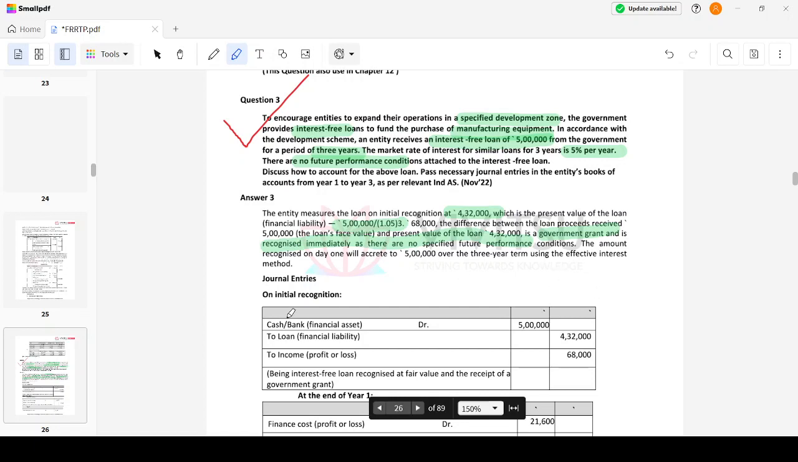So here, bank account debit 5 lakhs, to loan 4 lakh 32,000, to income 68,000. The income of 68,000 I'm recognizing directly in the profit and loss account because there is no performance condition attached.